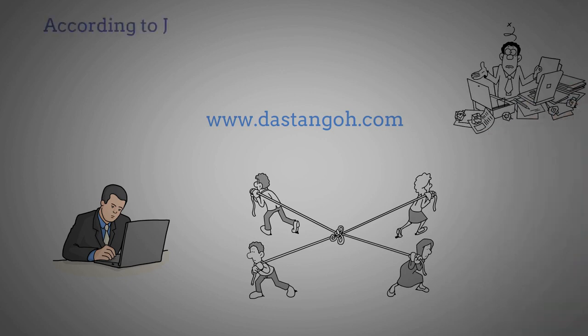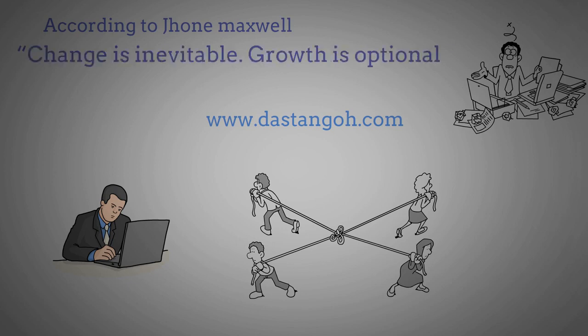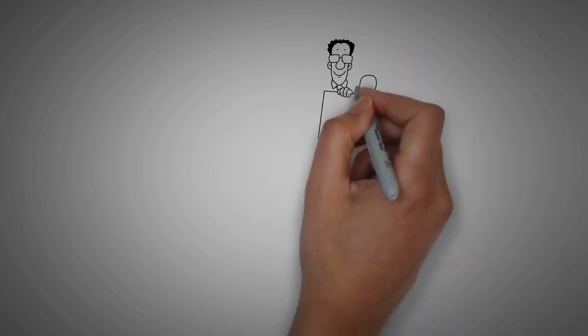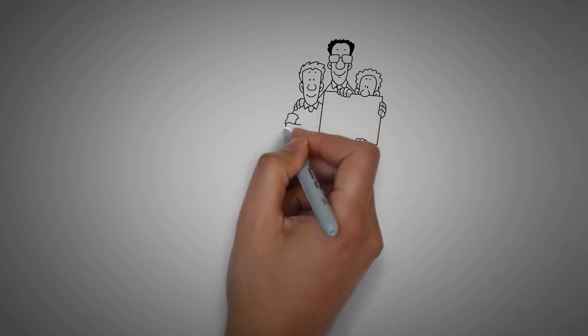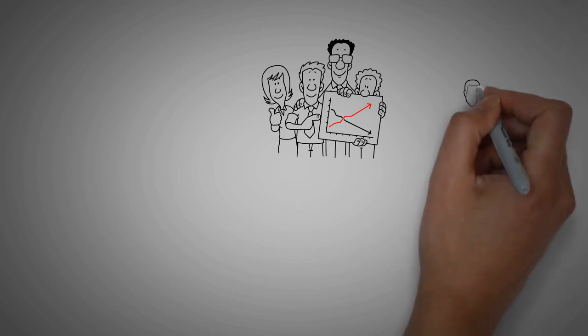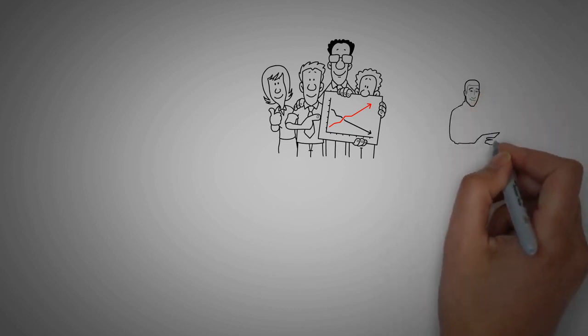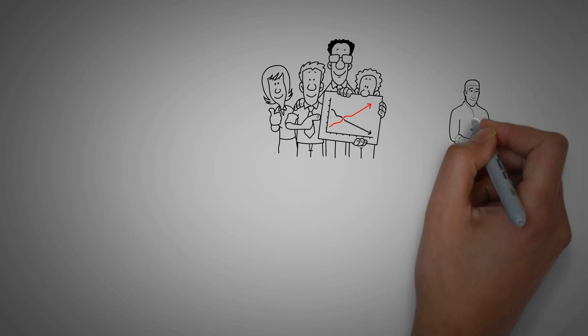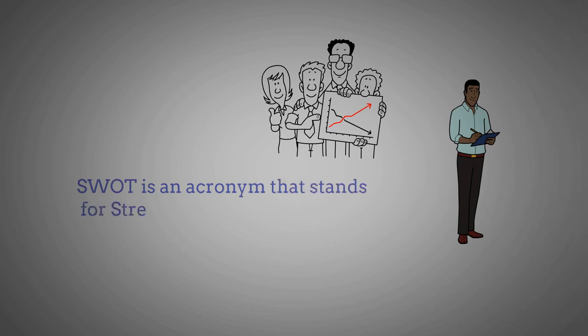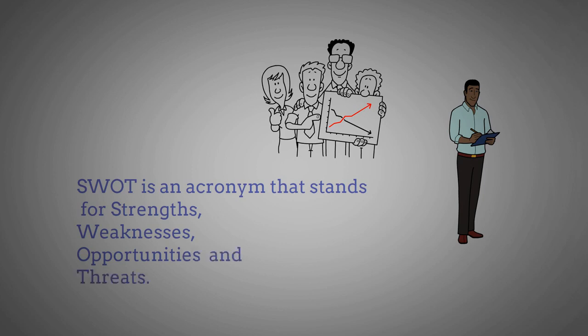According to John Maxwell, change is inevitable, growth is optional. There is one tool which different organizations use to evaluate their marketplace and plan their future. We can use this tool on a personal level. This tool is called SWOT analysis. What does SWOT stand for? SWOT is an acronym that stands for strengths, weaknesses, opportunities and threats.